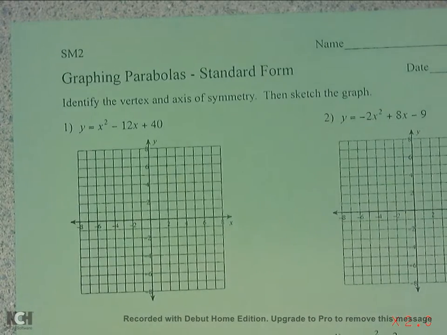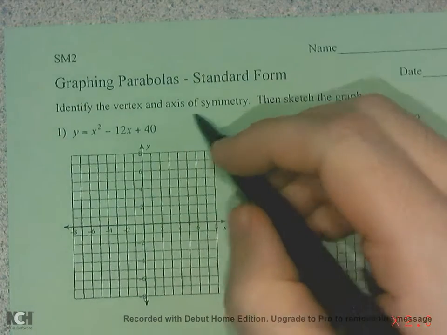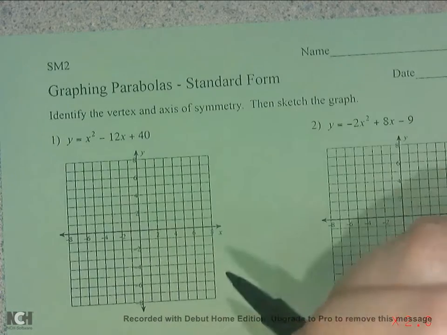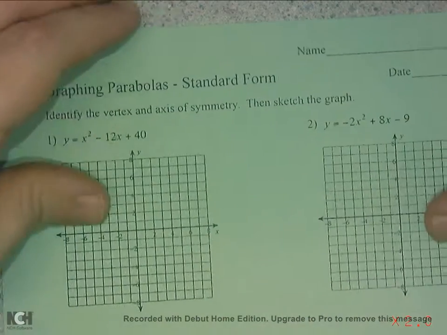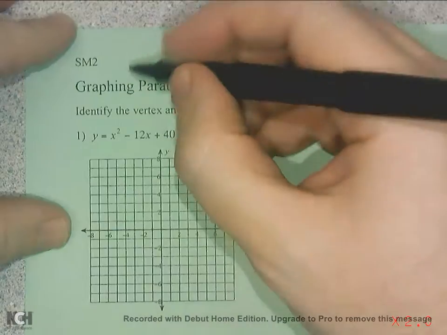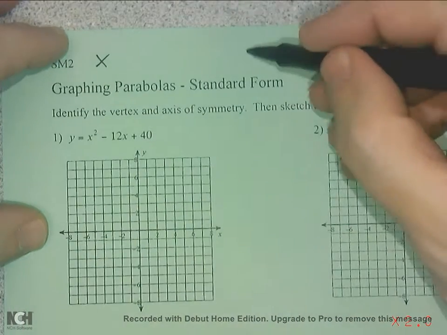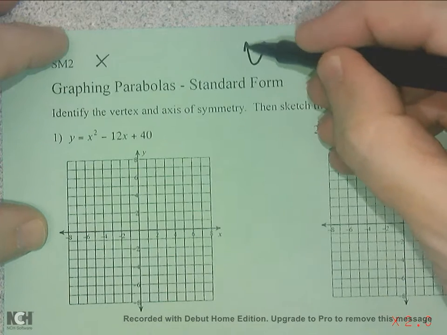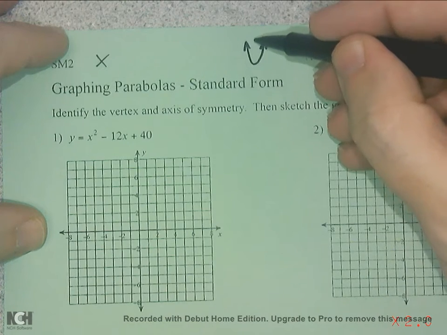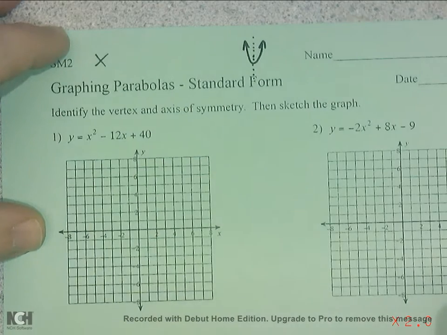Now, to graph things in the standard form, we need to find two things. We need to find the axis of symmetry, and we need to find the vertex. Okay? So to find the axis of symmetry, there's a bit of a formula. If you think of a parabola, it's a U shape, something like this, right? Which is symmetrical. So you want the line that would cut it in half. That's the axis of symmetry.